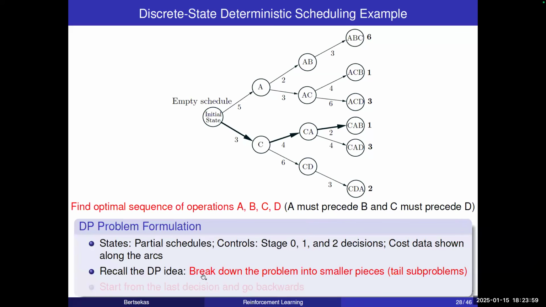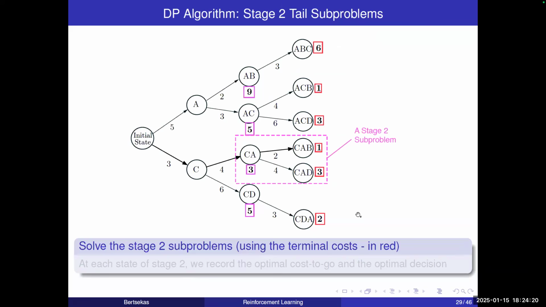Now we recall that the dynamic programming idea is to break down the problem into smaller pieces. So starting from the last stage, we solve the tail subproblem involving only one stage, and we move backward in stage and solve the problem involving 2 stages, and so on. For the tail subproblem involving only the last stage, we already have the problem solved by setting the optimal cost to go simply equal to the terminal cost.